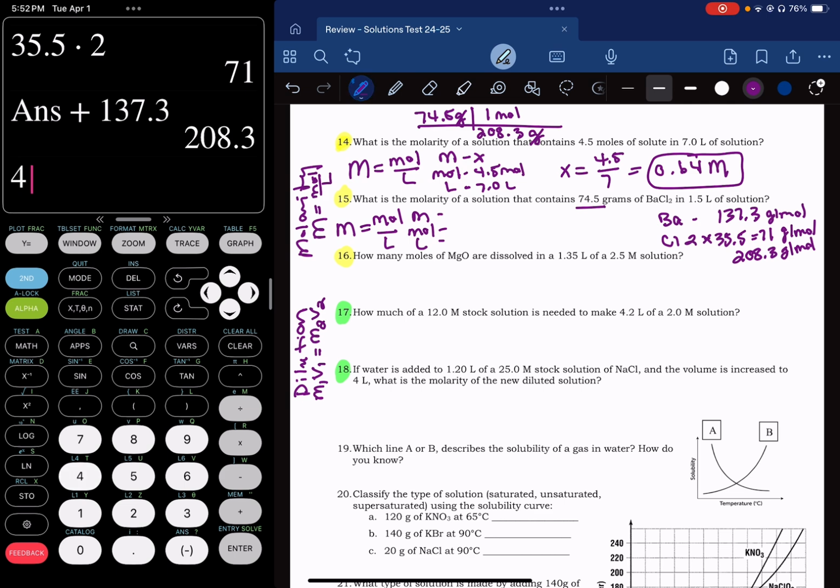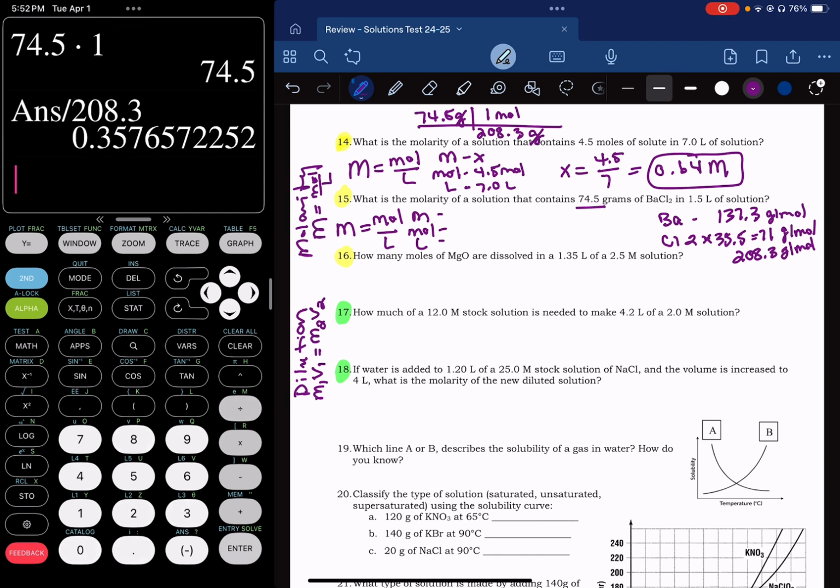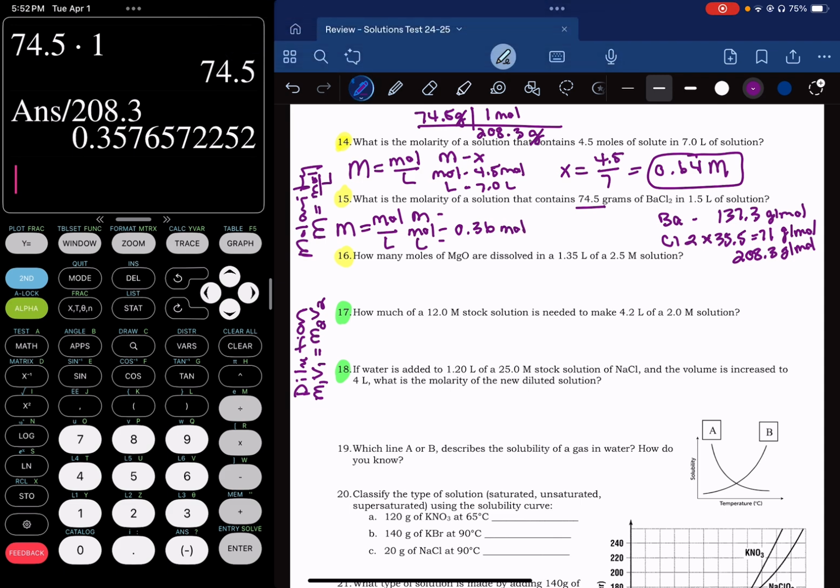And we just do 74.5 times 1, which of course, you don't really have to do that times 1, divided by 208.3, and this is just our mole number, okay? So our mole number, let's use 0.36 moles. So all that work just to convert the grams that we were given of barium chloride into moles, but now we are actually working with something here.